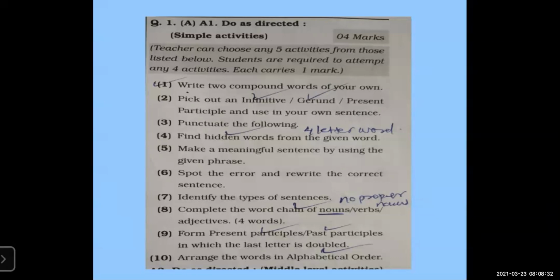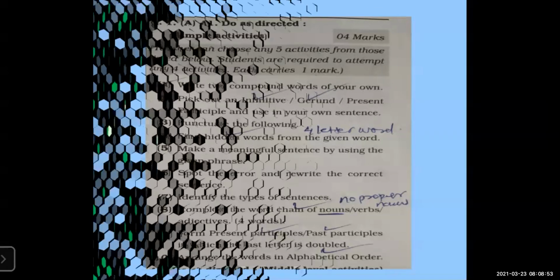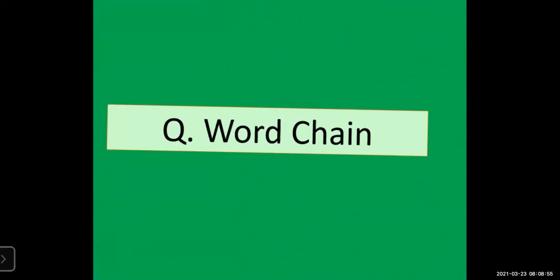Last time we have seen compound words, infinitive and gerund, then alphabetical order, and then hidden words. Four questions we have seen in the last lecture. Let us see some questions from this today. So first we are going to see about word chain. First question is about word chain.